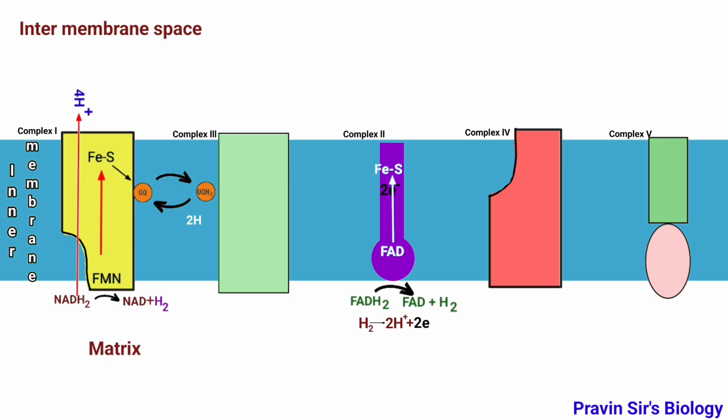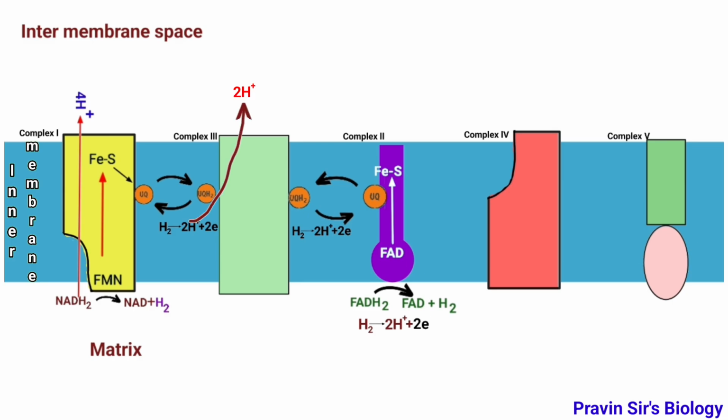Now here iron sulfur protein transfers electrons to ubiquinone. It's a hydrogen carrier. So here ubiquinone takes 2 electrons from FeS and 2 protons from the matrix, and it gets reduced to ubiquinol. After reaching complex 3, ubiquinol gets oxidized. There is removal of hydrogen. This hydrogen splits up into 2 protons and 2 electrons. And here again the cycle goes on, here and here.